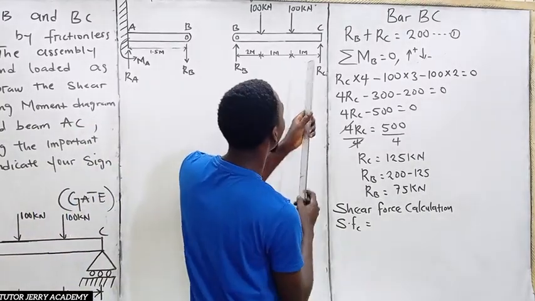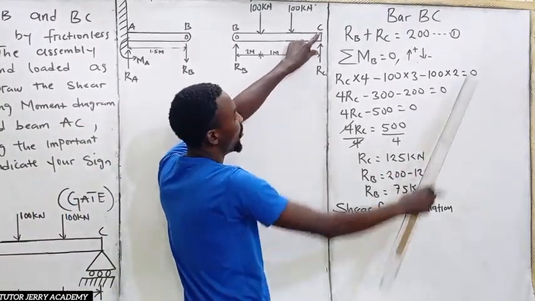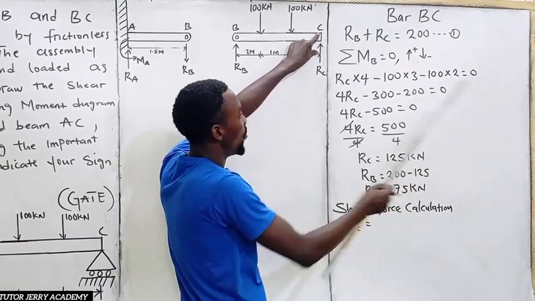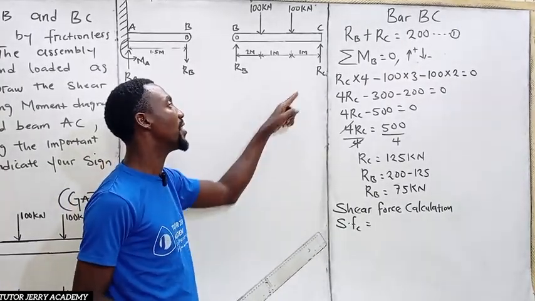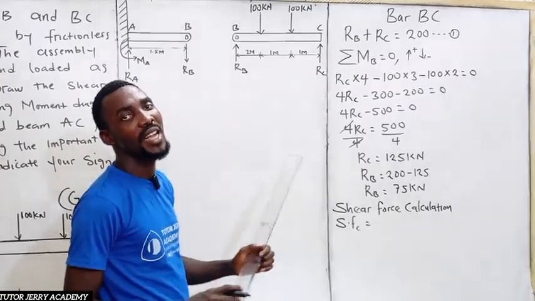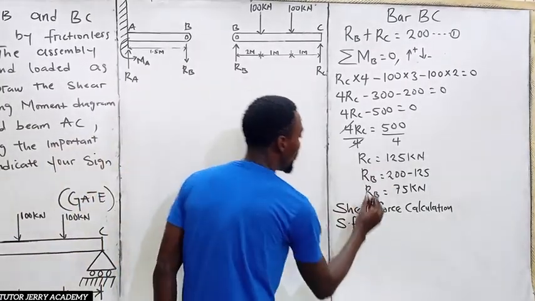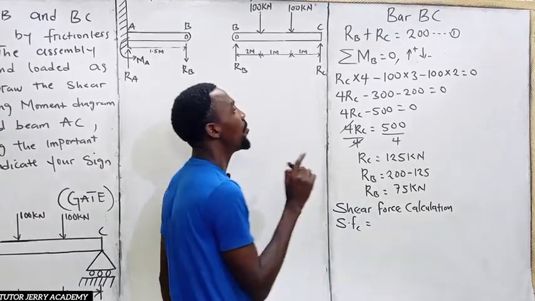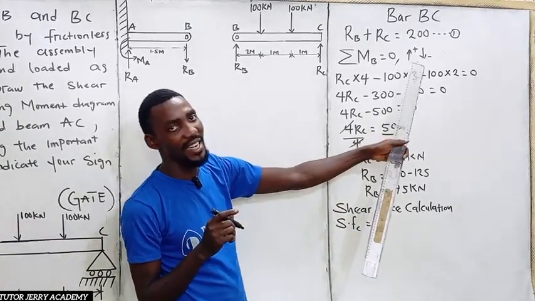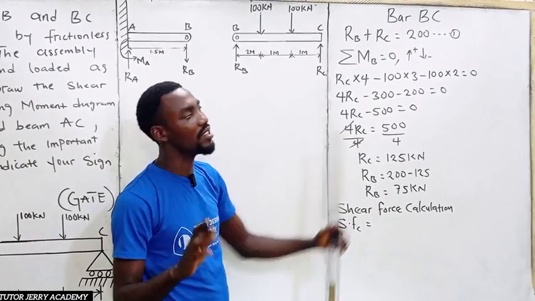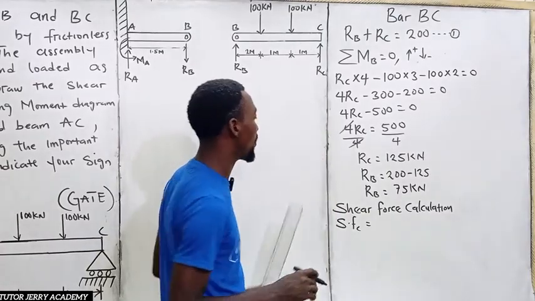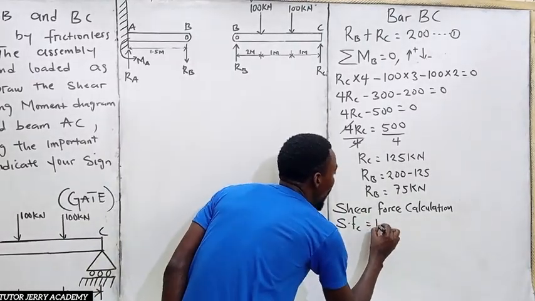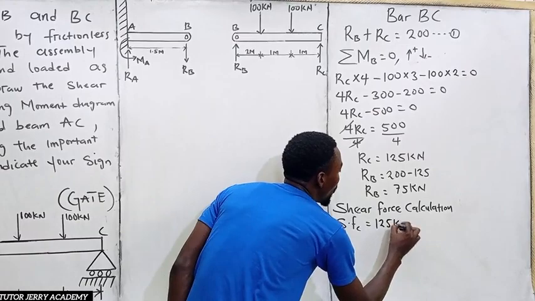All right. So now if we stand at point B here and go towards your right hand side, do we have any force? No. The only force that we have is ROC. So the shear force at point C is the same thing as the reaction at point C, which is nothing but 125. Don't forget, we are still making use of this sign. This sign is constant throughout. This is the sign we are going to be making reference to. So we said our upward force is positive. So it means here we are going to have 125 kilonewton.